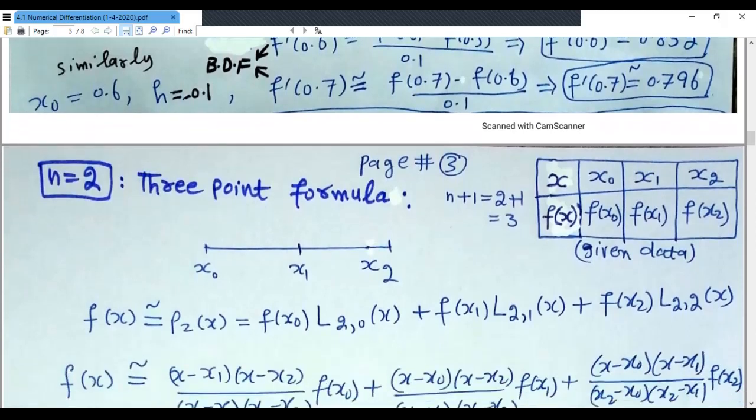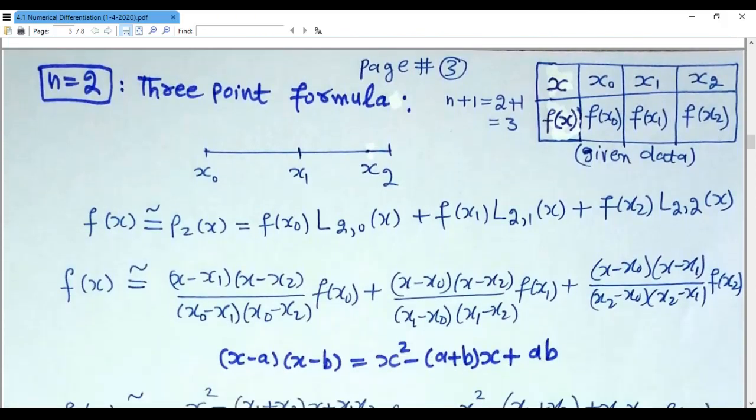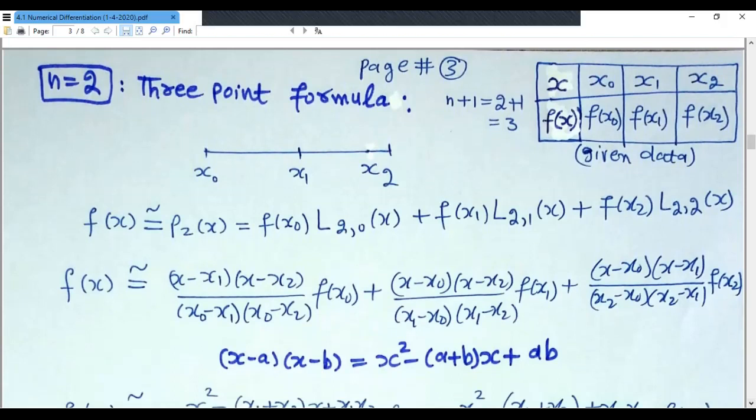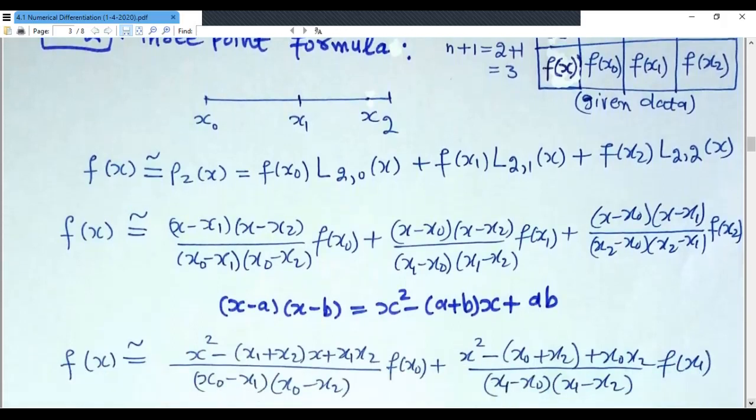Now let us try n is equal to 2. For n is equal to 2, n plus 1 point formula becomes 3-point formula. And the given data will be x naught, x1, x2 along with function values f of x naught, f of x1, and f of x2. Again, the key role is of interpolating polynomial. So in this case, we have to use the second Lagrange interpolating polynomial, in which we need three Lagrange coefficients, L20, L21, and L22.